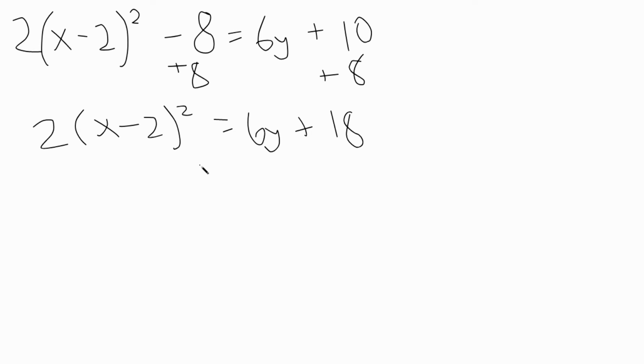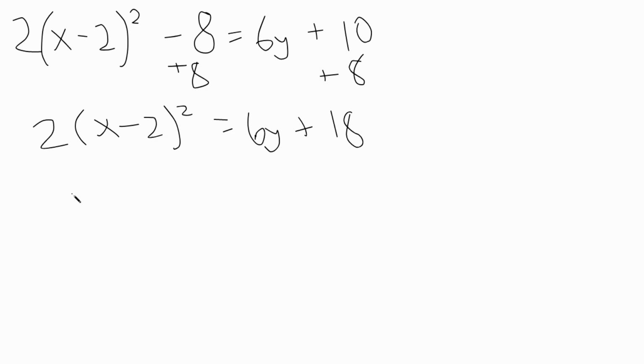Now, at this point, there are two things that you can do. The first thing that you can do is either divide by 2 on both sides or factor out the 6. Now, the reason you want to factor out the 6 is because there's something called the p-value or the focal length or whatever you call it. Just know that that's part of the standard form of a conic, and we need to factor out the 6 to get a number here.